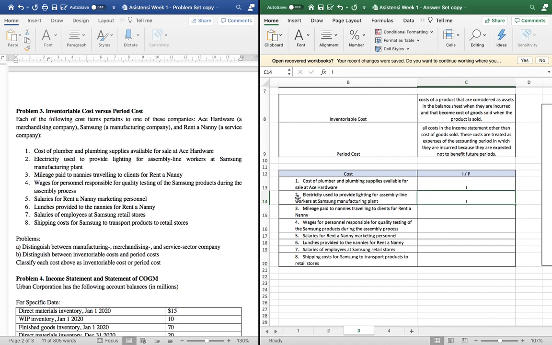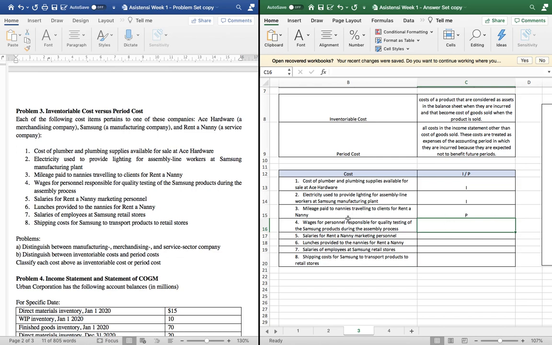Even though it is an indirect one, we still account this to the cost of goods manufactured, and it is also recorded as assets before we sell them to the customers. And the third one, mileage paid to nannies traveling to clients for Rent a Nanny. This is a period cost because service companies do not have inventoriable costs. All of their costs are period costs and expensed when they are incurred.